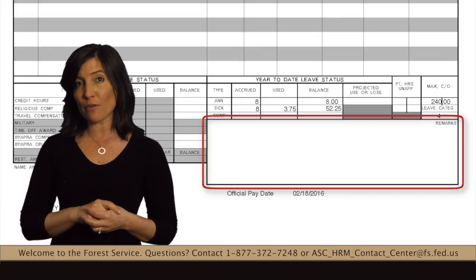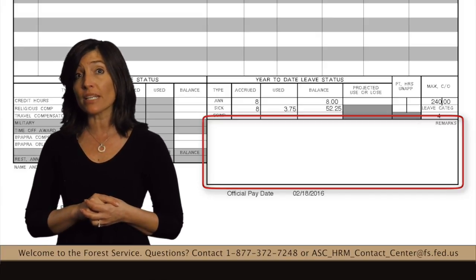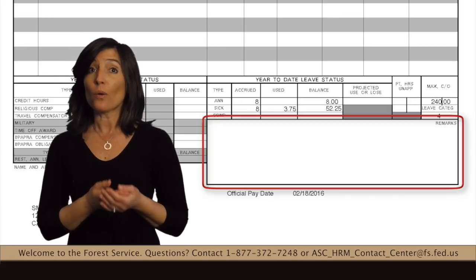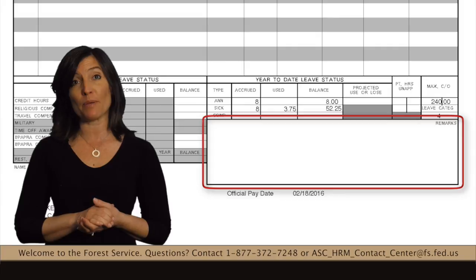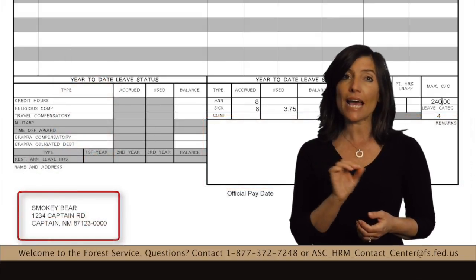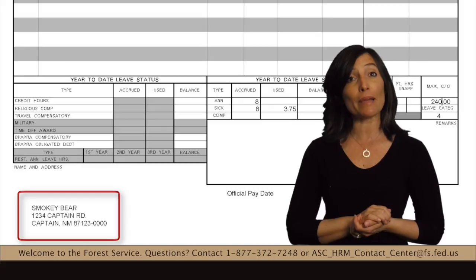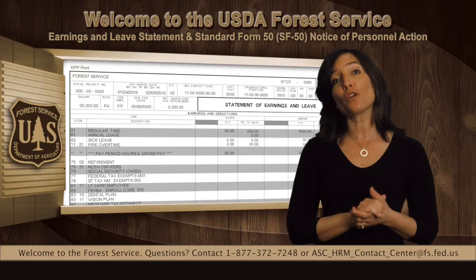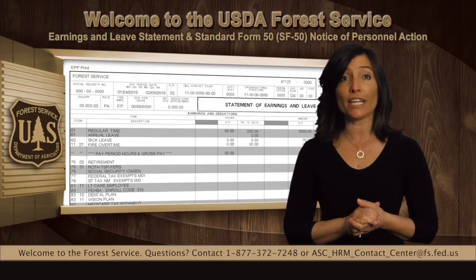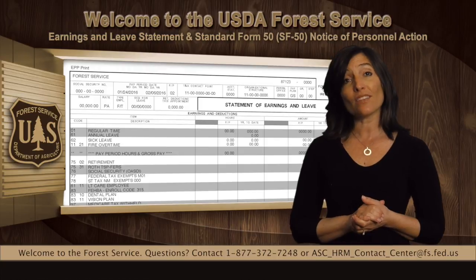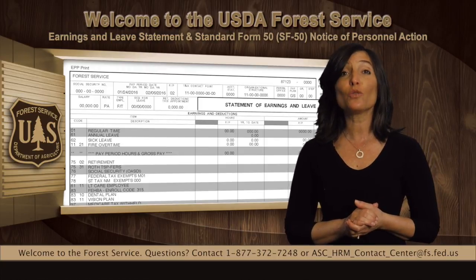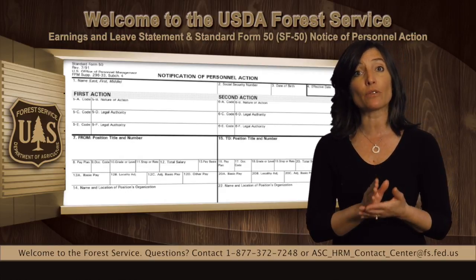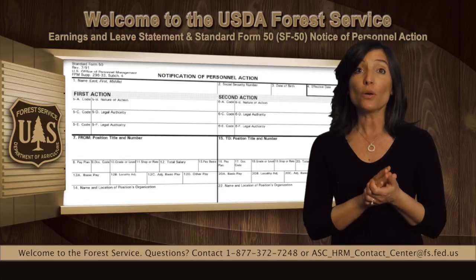This box will show any information that may have affected the pay for the pay period, such as back pay, a bill that was created, a bi-weekly premium cap in pay, or a salary change that took place during that pay period. Be sure to check the name and address at the bottom of your earnings and leave statement to make sure they reflect the proper information. If you have any questions regarding your earnings and leave statement, please call the HRM Contact Center at 1-877-372-7248.